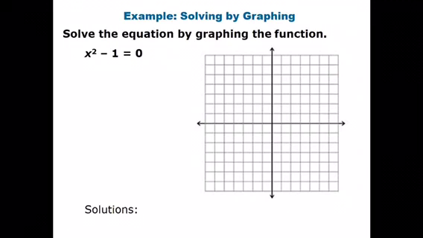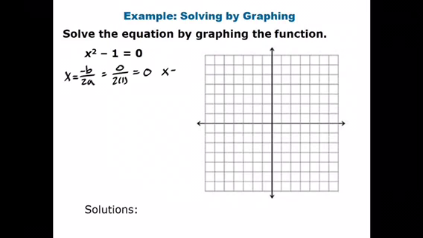So, first example, x squared minus 1 equals 0. We want to graph this to find our solutions to this quadratic equation. So let's just find some key points first. We're going to find our vertex and our axis of symmetry. So axis of symmetry, x equals negative b over 2a. In this case, there is no b, so we just use 0 over 2 times 1. Well, that gives us an axis of symmetry of 0. So our axis of symmetry is going to occur at the line x equals 0, which is our y-axis.